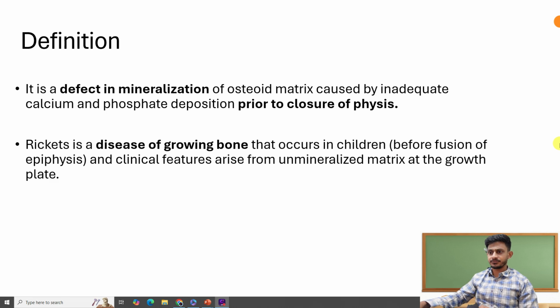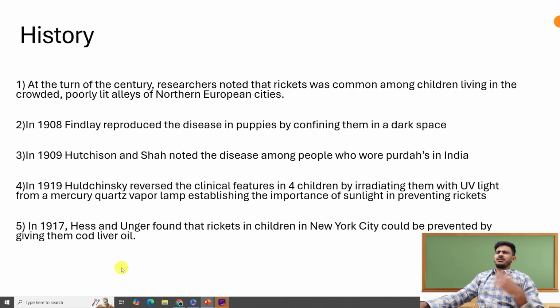Okay, coming to the next, history. So it was common in children living in crowded, poorly lit alleys in northern Europe. So that's how it was discovered.